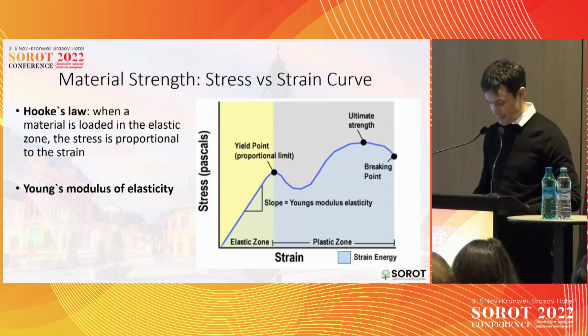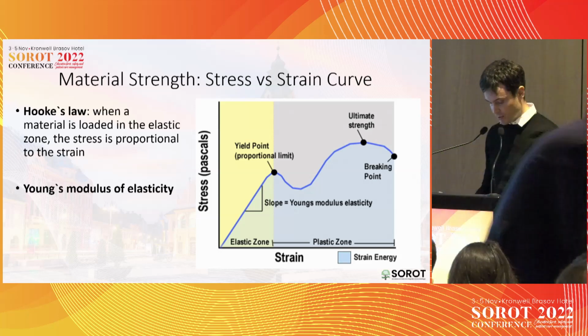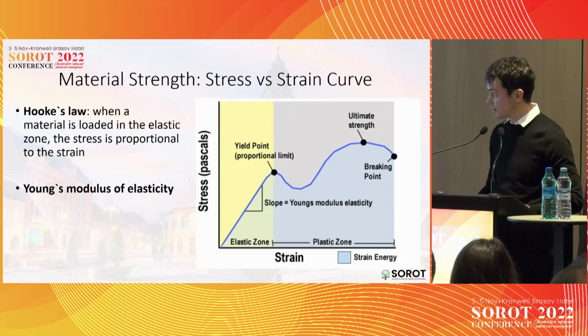There's the elastic zone. It's the zone where a material will return to its original shape for a given amount of stress. Then there is the yield point. It's the transition point between elastic and plastic deformation. There is the plastic zone. It's the zone where a material will not return to its original shape for a given amount of stress. And there is the breaking point where the object fails and breaks at the end.